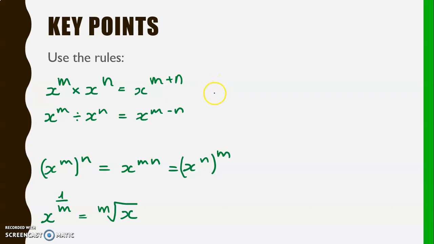The first one is used when we have the same base and multiplication between the numerical expressions. So, for example, if we had 5 to the power of 3 times 5 to the power of 4, that is equal to 5 to the power of, we add the powers 3 plus 4, which is 7. That's how we simplify it.